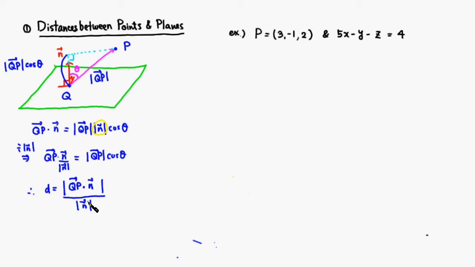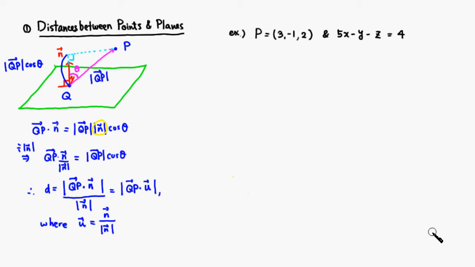Another way to write that would be the absolute value of the dot product between QP and the unit normal vector u, where u is simply the normal vector rescaled so that its length is equal to 1. So that's how you find the distance between a point and a plane.